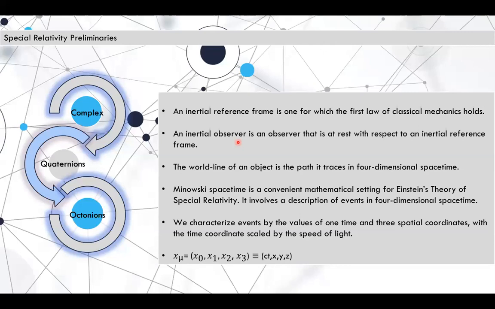The world line of an object is the path it traces in four-dimensional space-time. And the Minkowski space-time is just a description of events in four-dimensional space. And we're going to characterize these events by x sub mu. X sub mu consists of one time and three spatial coordinates. X sub zero is a time coordinate scaled by the speed of light, so that it is a distance just like the other coordinates.